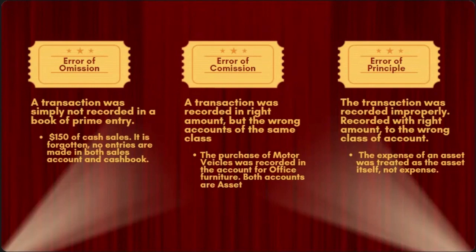Next is error of principle. It happens when transactions are recorded improperly. It is recorded in the right amount, but in the wrong class of account. An expense was treated as an asset, not as an expense. Like when the expense of motor vehicle fuel is recorded in the motor vehicle account, when it should have been recorded in motor vehicle expense.